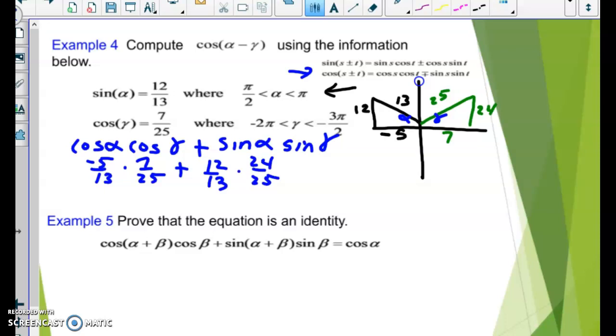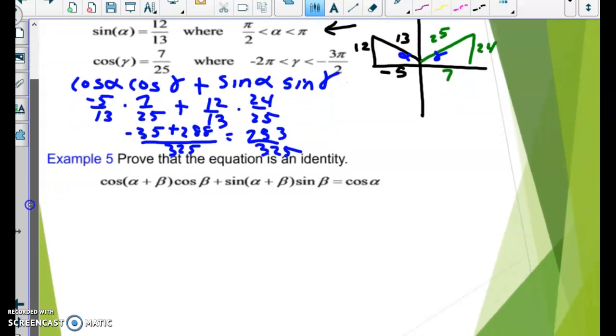And then to simplify that down, I'm going to end up with negative 35 plus 288 all over 325. Simplify, I get positive 253 over 3. And that's my answer. A lot of these aren't going to be nice answers because in trig there is a lot of other stuff going on. So if I'm going to prove this identity, so we have this identity that says this is what's going to happen. So we need to go ahead and simplify it if we can.